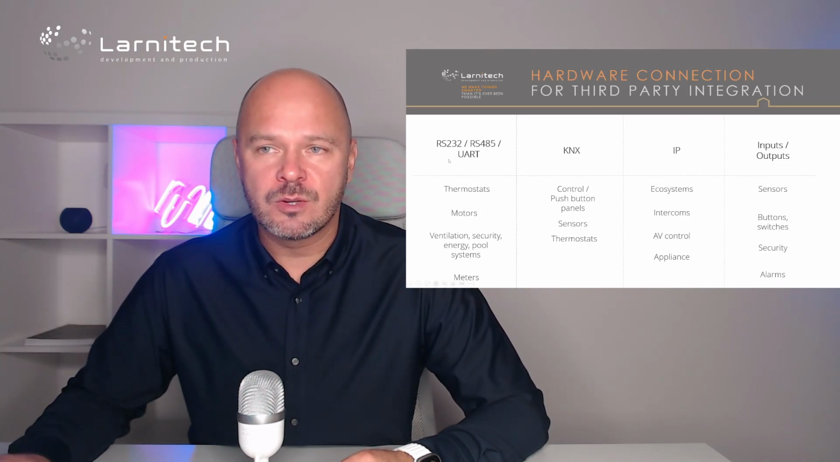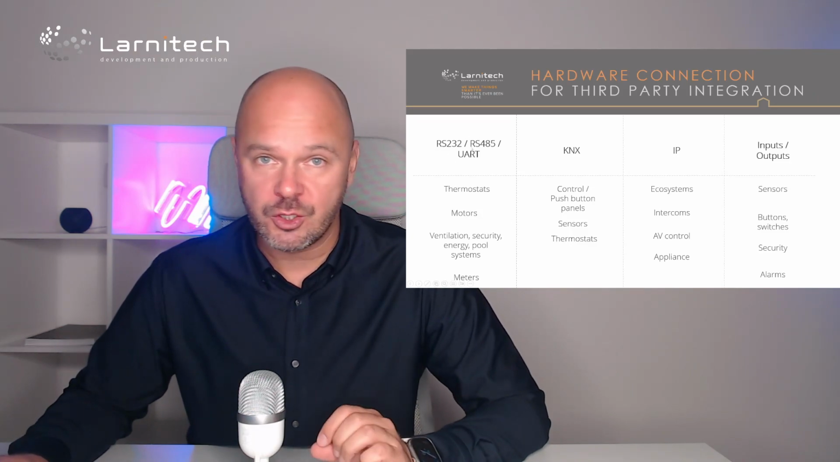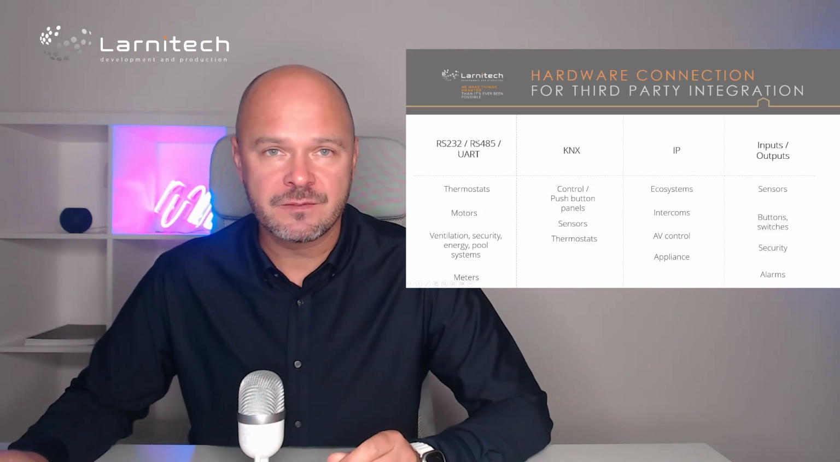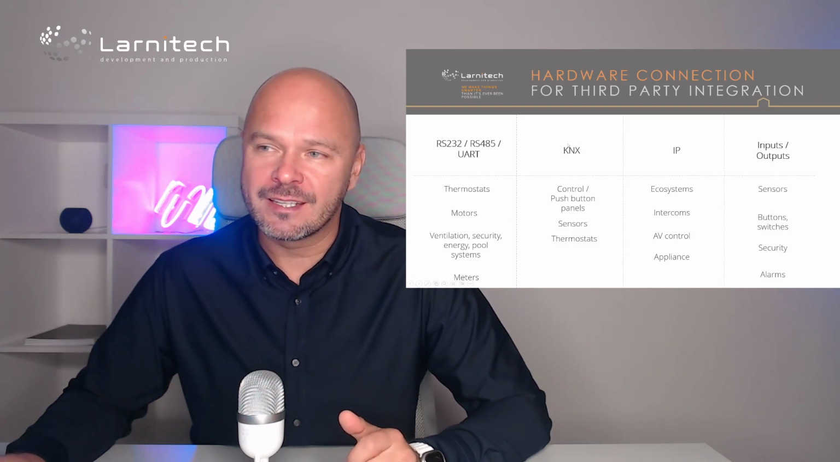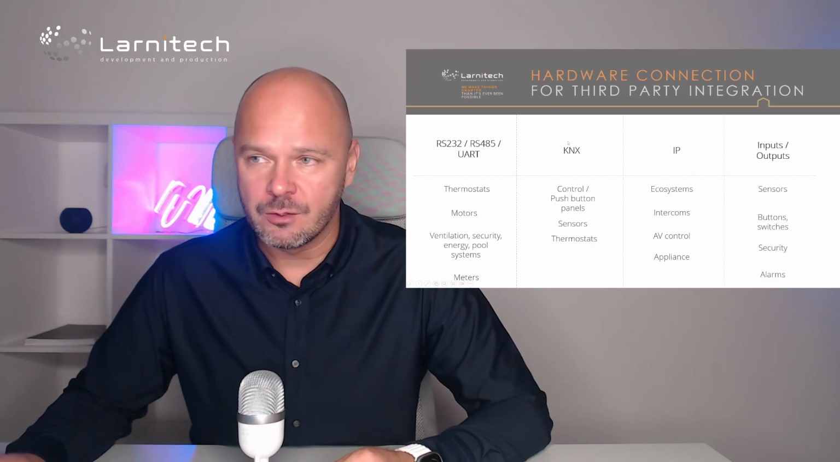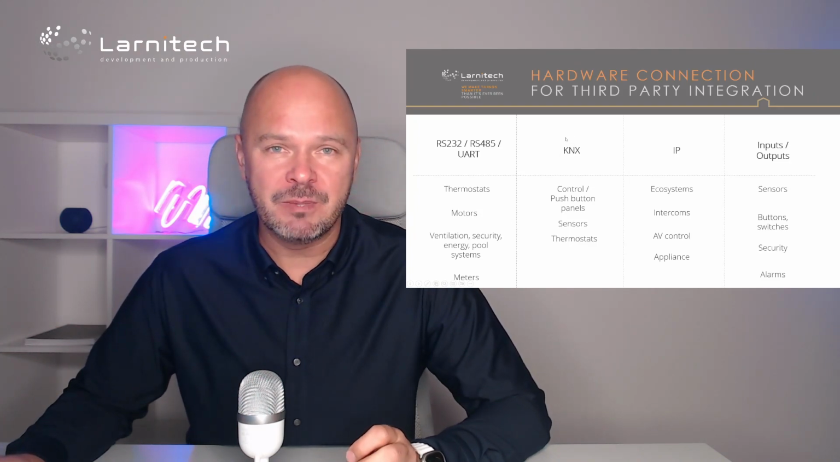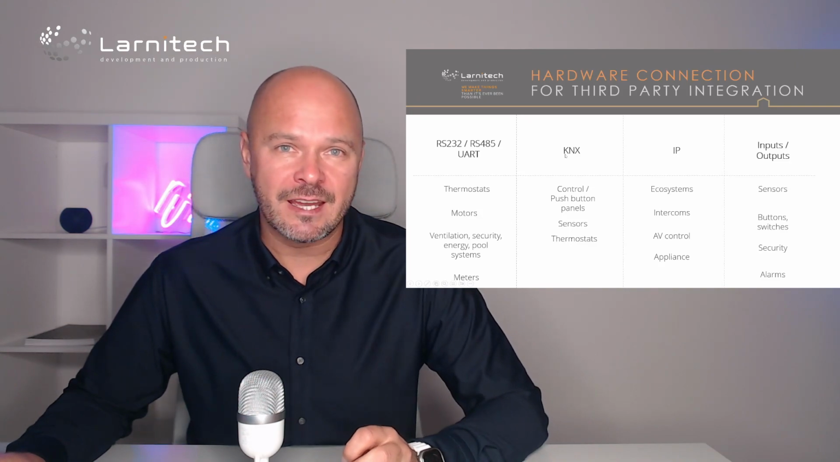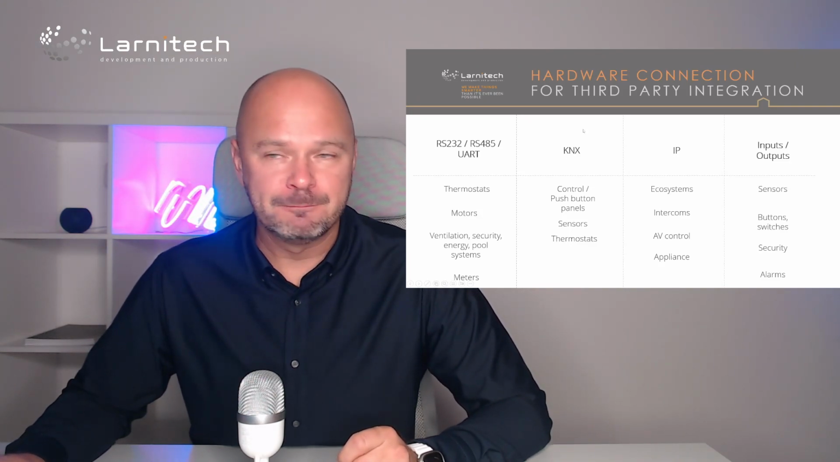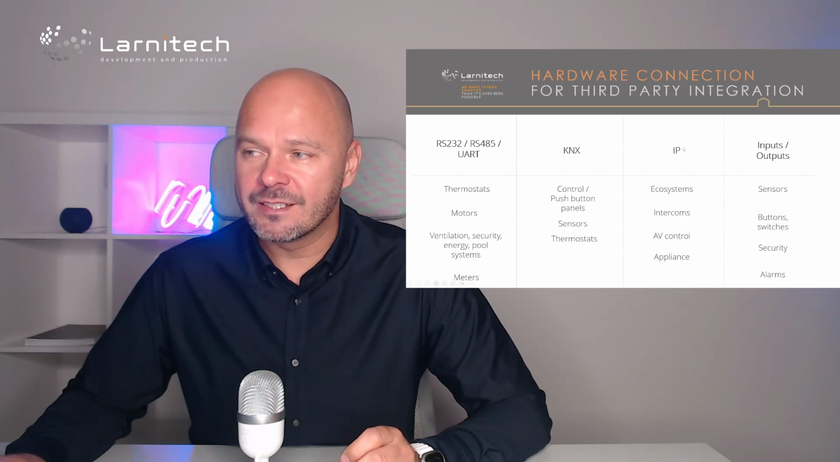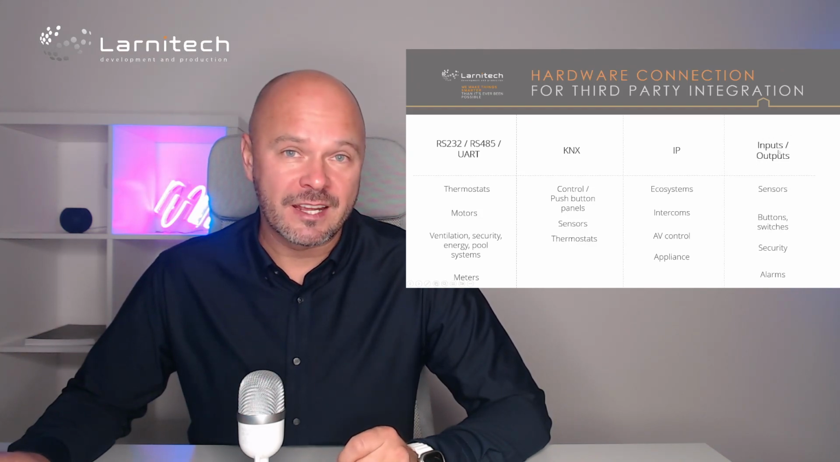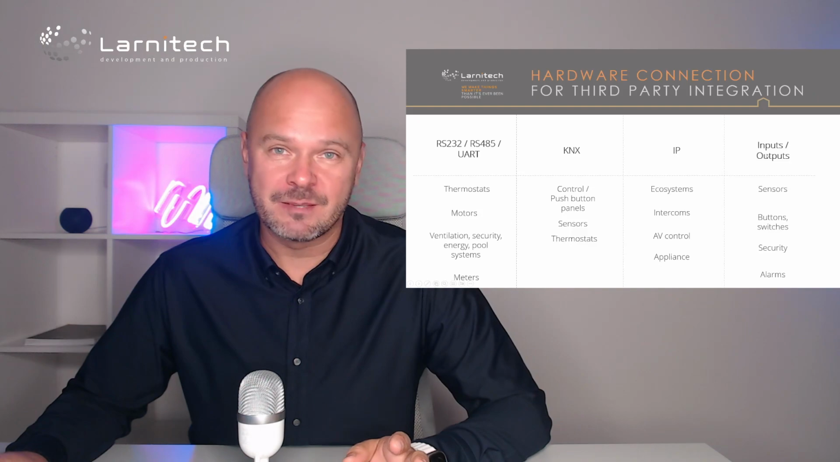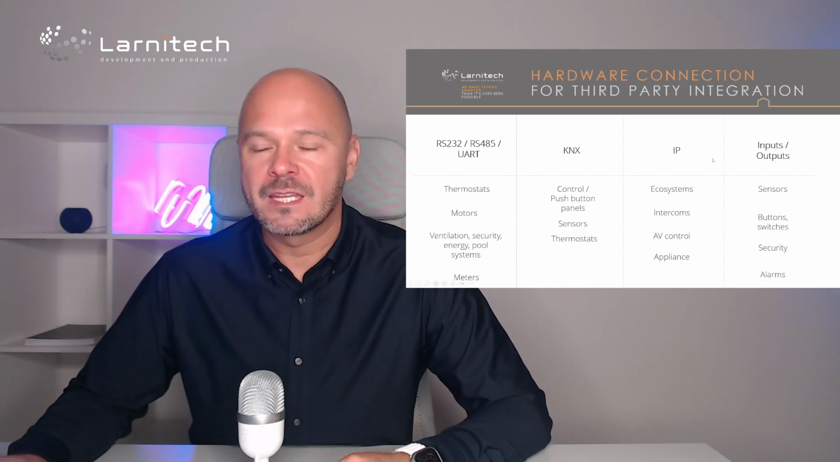We can use RS-232-485 UART, which you have seen, special devices for this. You can use KNX, and for KNX you can connect it through KNX IP, or you can use KNX TP to connect to DMG Plus, and then you can connect some things through IP. And inputs and outputs connection also work. Sometimes you need it, sometimes only this you can use.